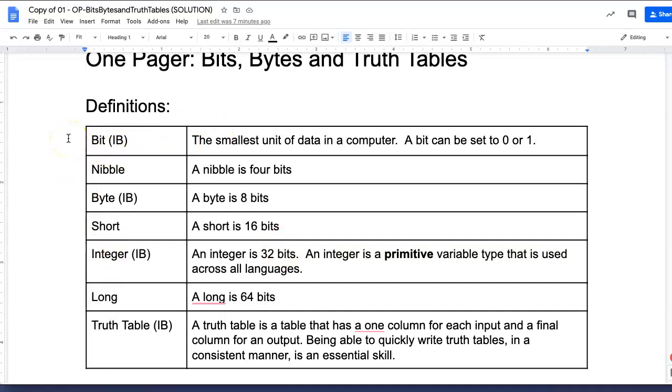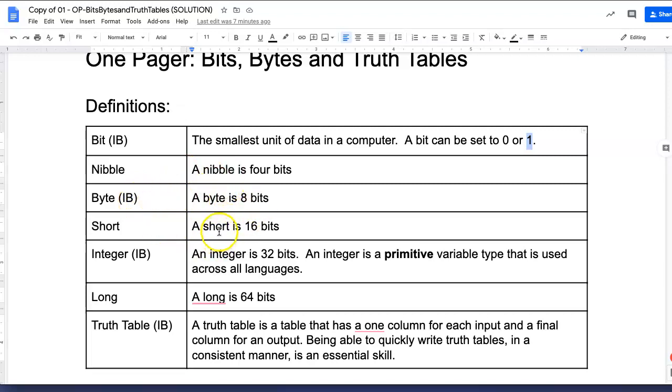In this case, I want you to be able to understand and define what a bit is. That's the smallest unit of data in a computer. A bit can be set to 0 or 1. And often we'll sometimes think of 0 as false and 1 as true, and it's the same principle at play. So that's a bit. Another term that's good to know, but it's not required for the IB, is nibble. That's 4 bits. A byte, which is an IB requirement, is 8 bits.